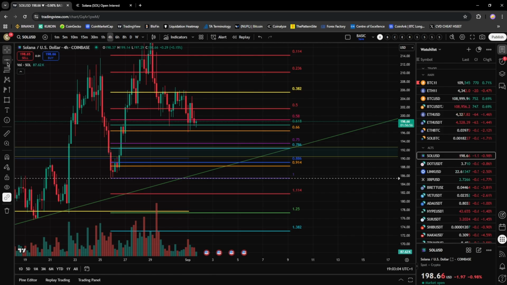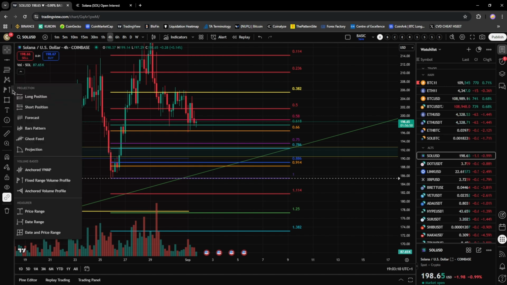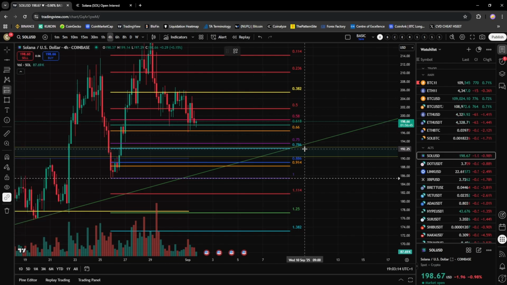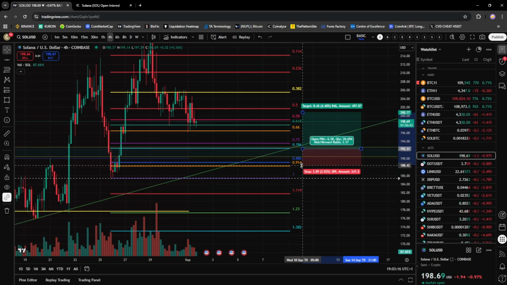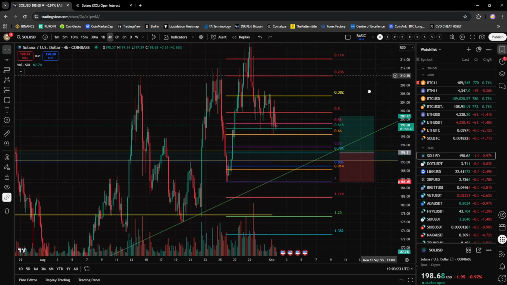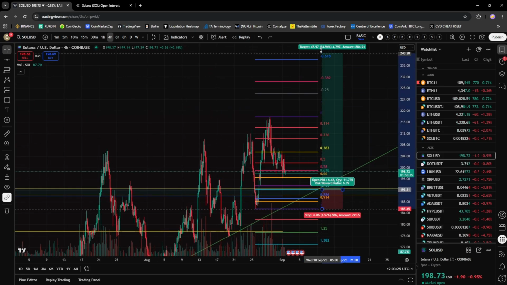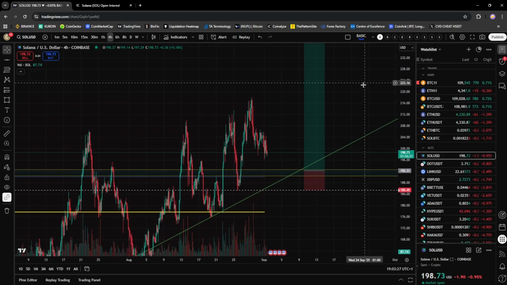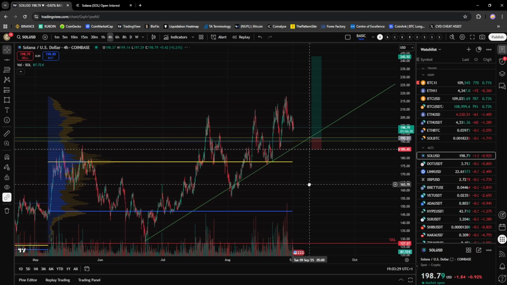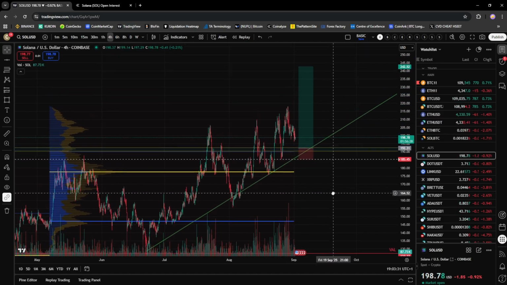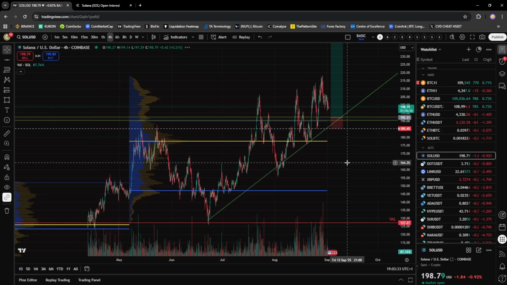This could be a nice little long play. From the 886, stop loss behind the 914, or making a lower low depending on your risk tolerance. Could be a nice little play here. Okay.